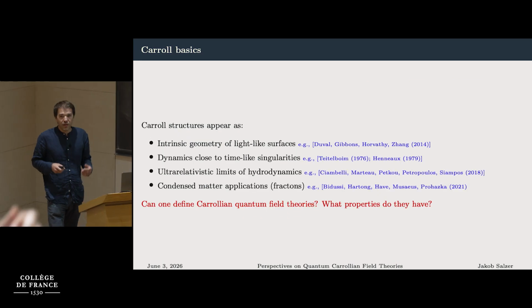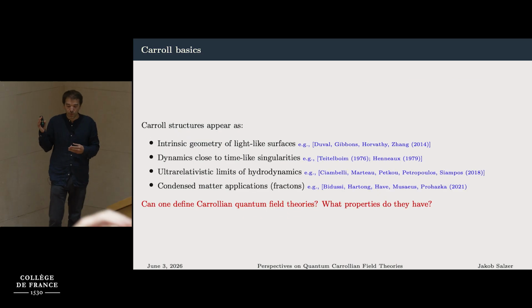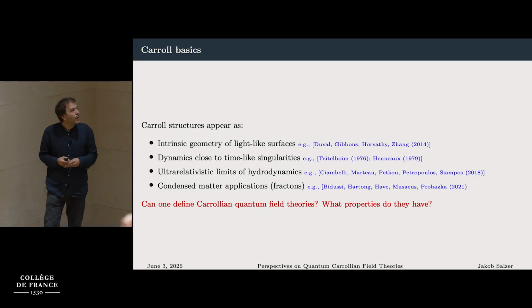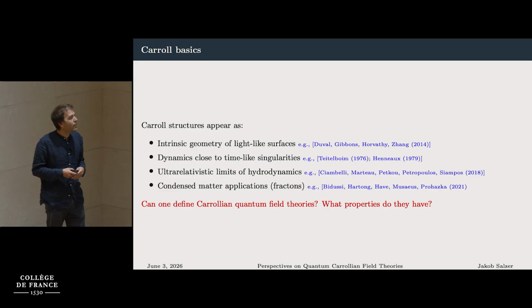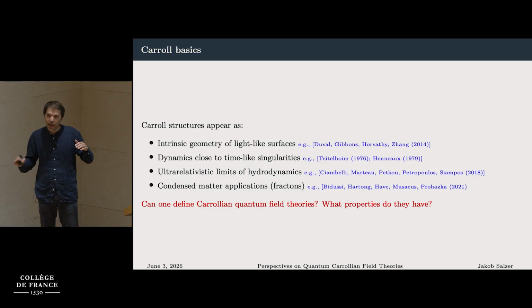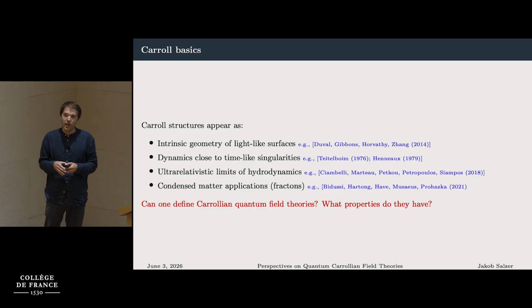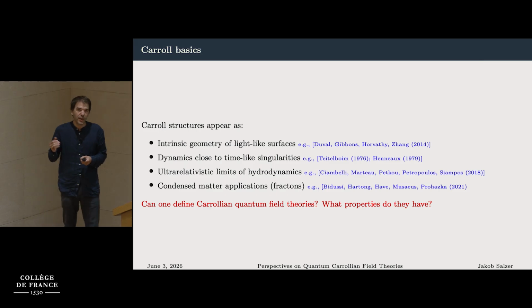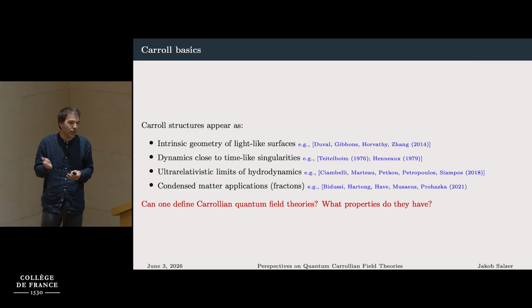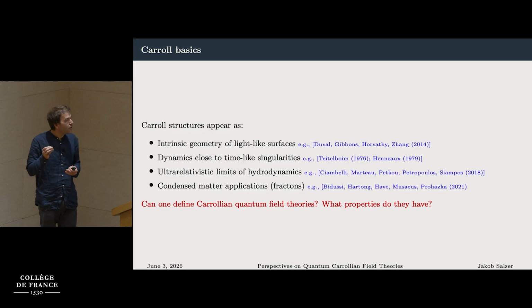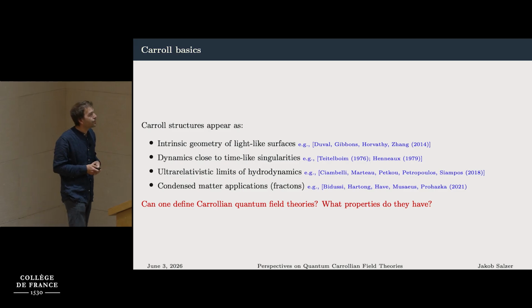Okay, so why should I be interested in this? Maybe you've heard some motivation. So here are some motivations why we should care about Carroll structures. The first one is that if you think about any light-like surface in just a Lorentzian spacetime, the induced structure on this light-like surface will be a Carrollian structure. And indeed, we have many interesting light-like surfaces, for instance, horizons of black holes. So the induced structure on them is a Carroll structure.